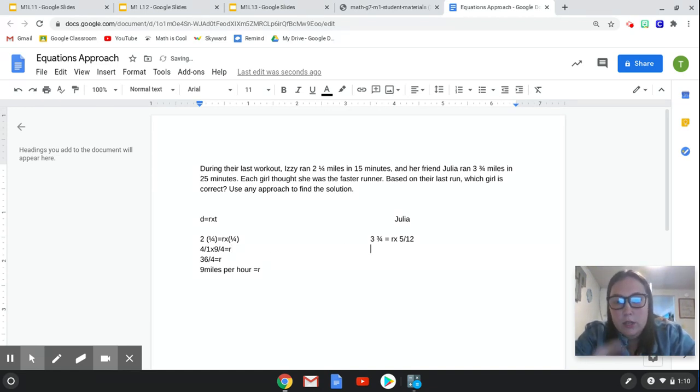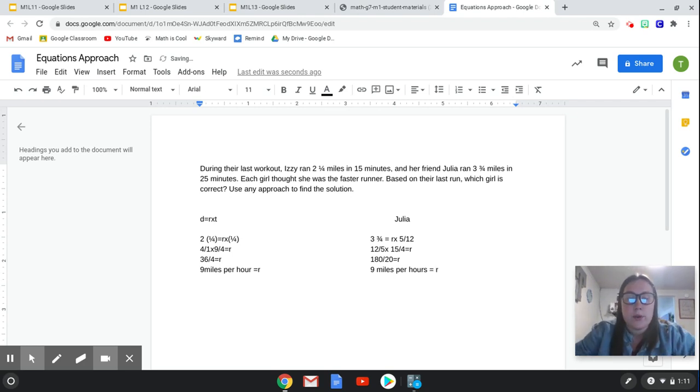So again, you're going to divide by the fraction, which equals multiplying by the reciprocal. So that's going to be 12/5 times 15/4, and that equals the rate. And then once you multiply that out, it's 180/20 equals rate. And then you're going to end up with 9 miles per hour equals the rate.